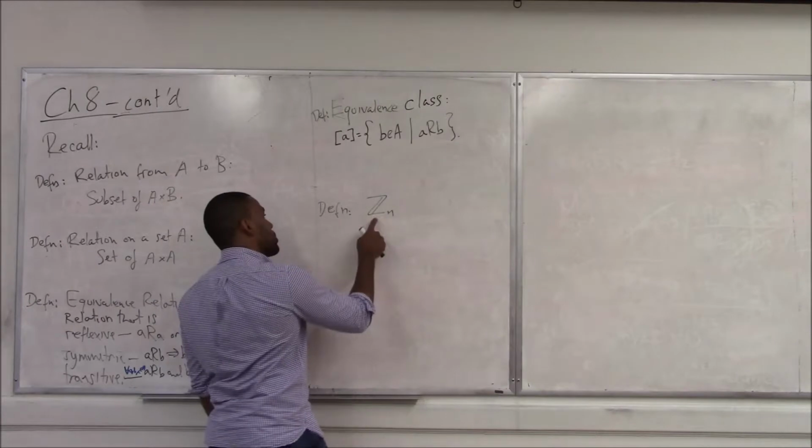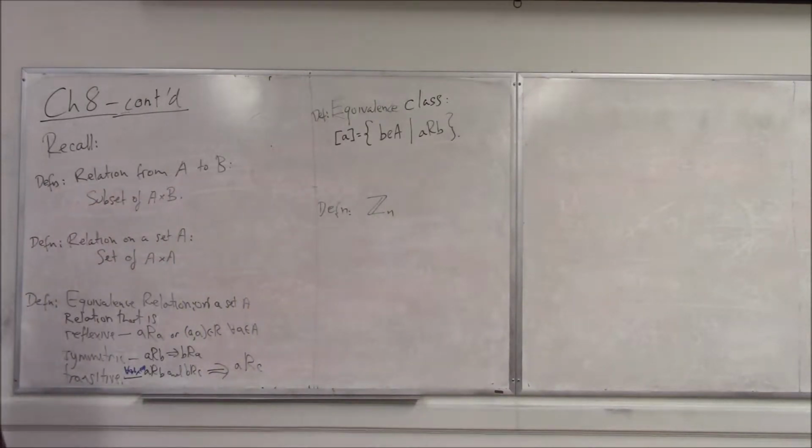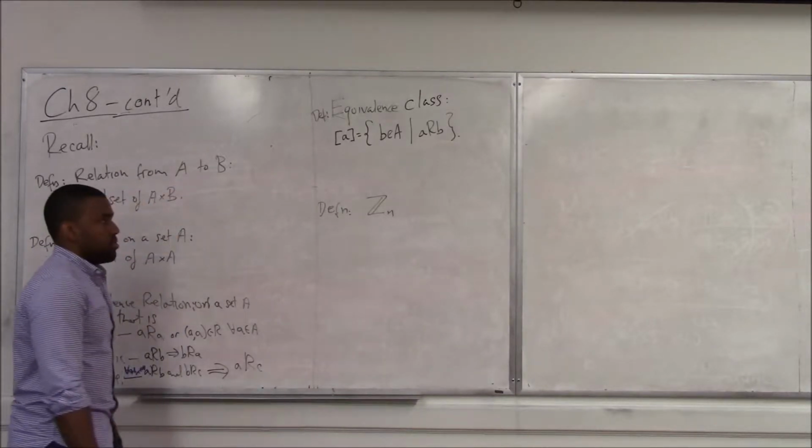Now we also define the integers mod n, or Z mod n as some people might call it. How was that defined?